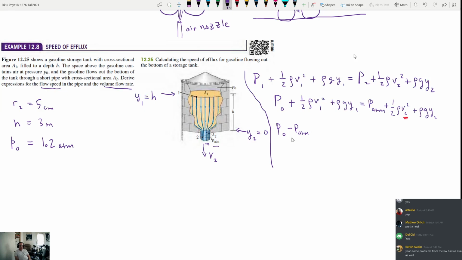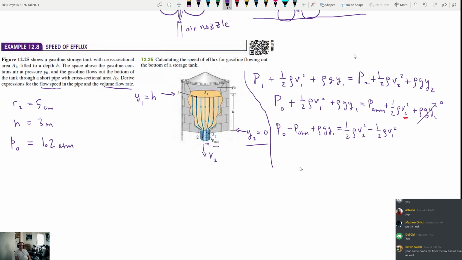We are also going to know, oh, look, y2 is equal to 0, so we can just set that equal to 0. Then we have plus rho g y1. And then we'll move everything else to the right-hand side. So that's going to be 1/2 rho v2 squared minus 1/2 rho v1 squared, because v2 and v1 are things that we don't know.